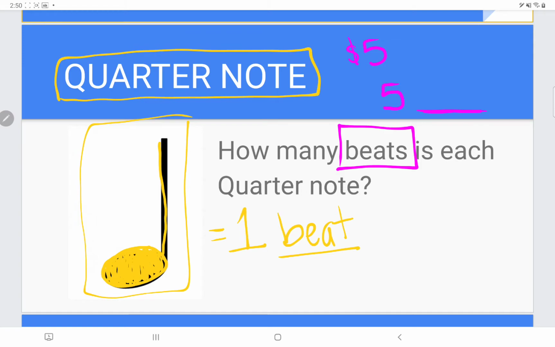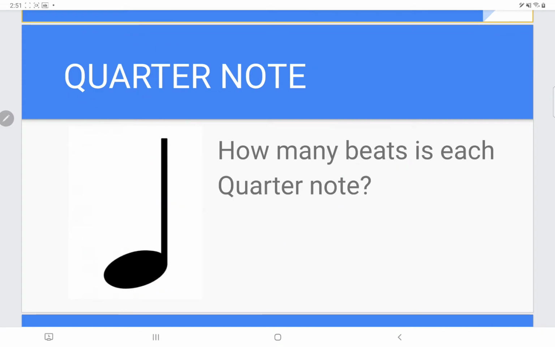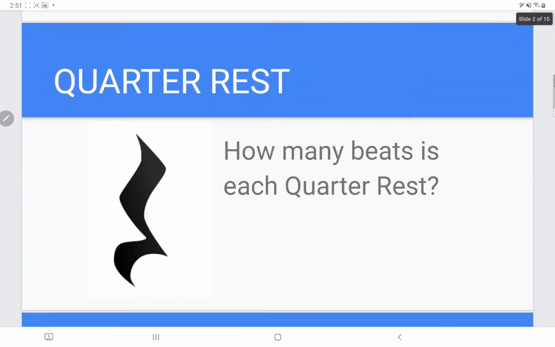Okay, so remember, I only need you to write down what I have written in yellow. So that so far is my title or my label of quarter note. I need you to draw the quarter note just like I did, and also show me that it is equal to 1 beat. Okay, scholars? Let's keep going and start talking more about different kinds of notes and how many beats they get.